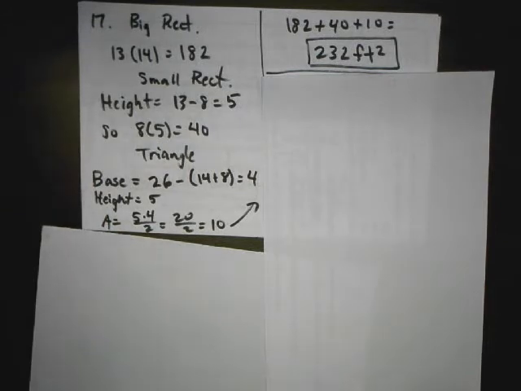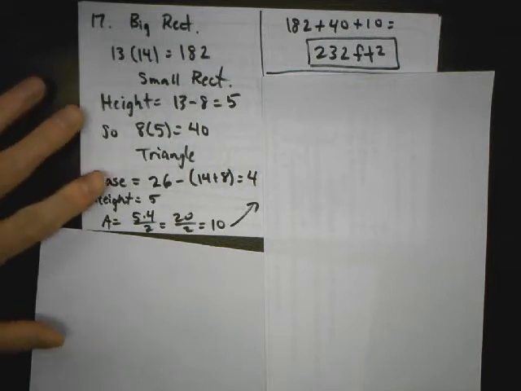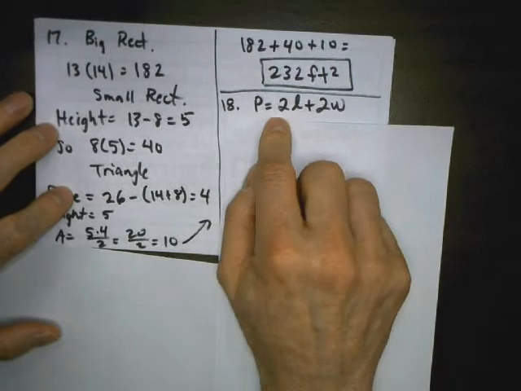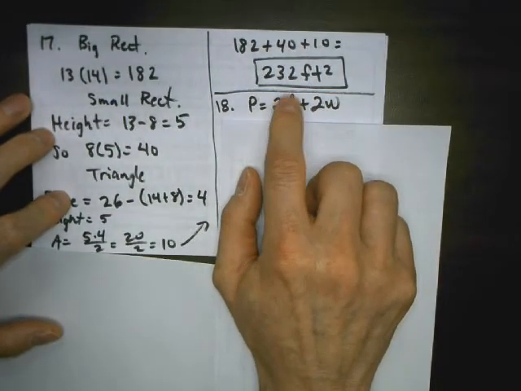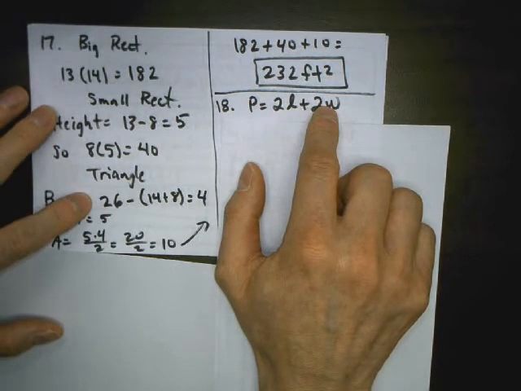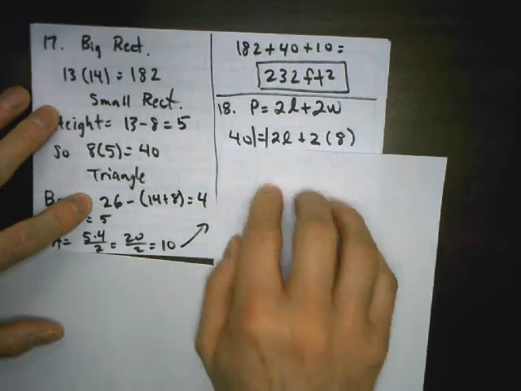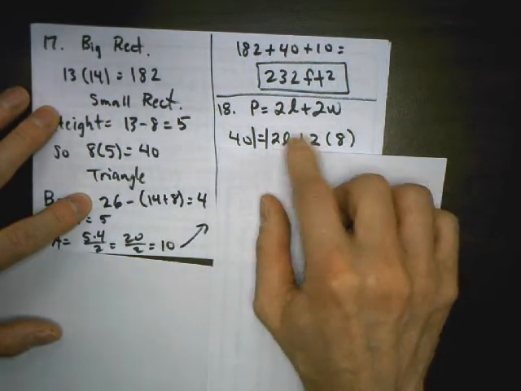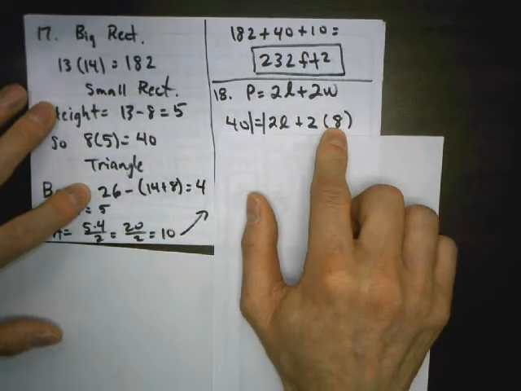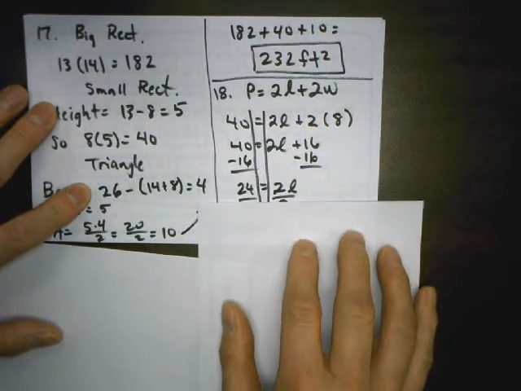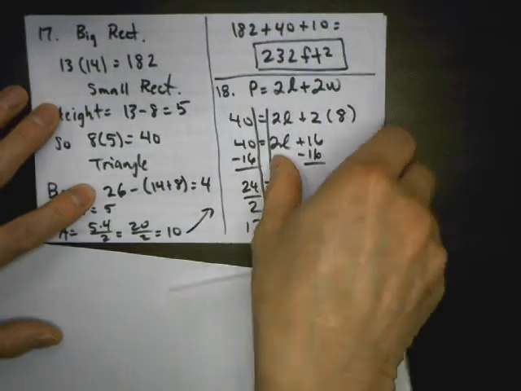18 said a rectangle has a width of 8 and a perimeter of 40. What's the length? Well, the way I get perimeter is I add all the sides up. I have two lengths, so I can go 2 times L, plus 2 widths, or 2 times W. If they give me the perimeter, that number goes where P goes. If I'm missing the length, I use a variable. And if they give me the width, I put it where the W goes. So I multiply first before I try to isolate. And then I divide by 2 to find the length is 12 units.